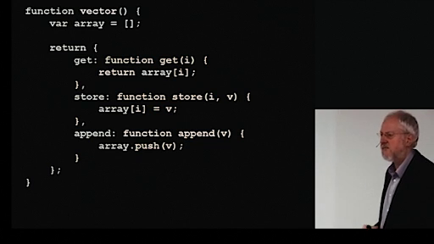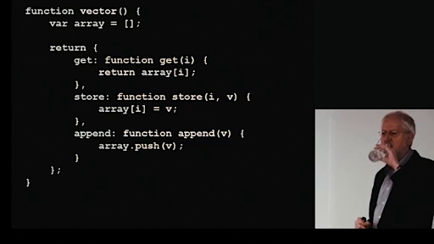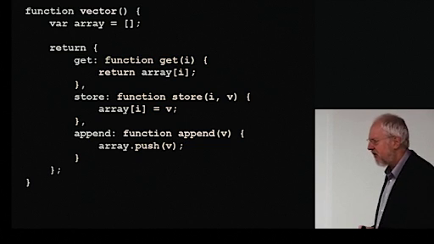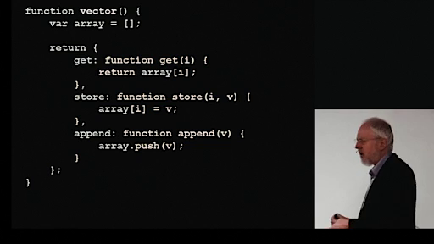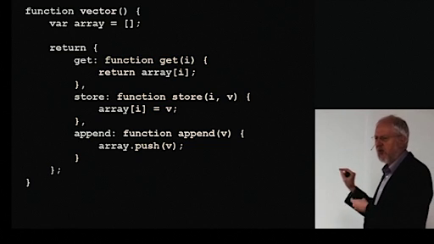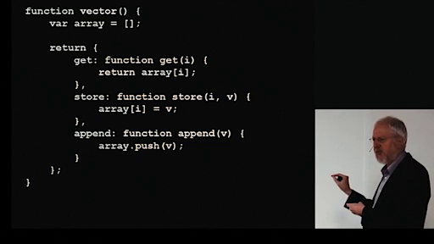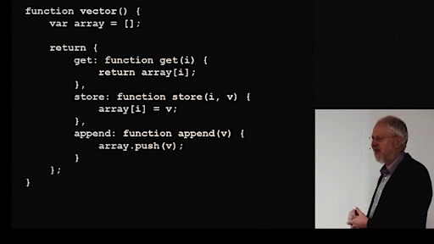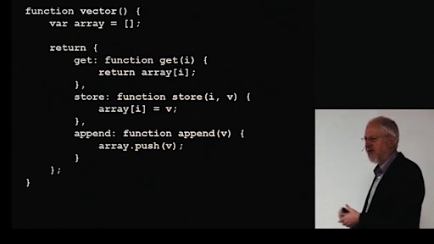If you inherit from vector, could you have access to the array? That's a really good question. No, because function scopes don't work like Java scopes. You know, there's no package kind of thing, so no, you don't inherit the contents of a function scope.